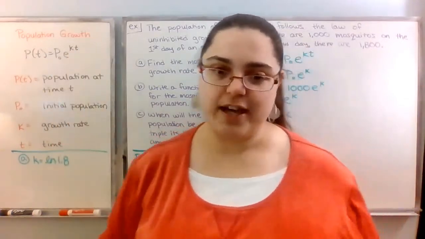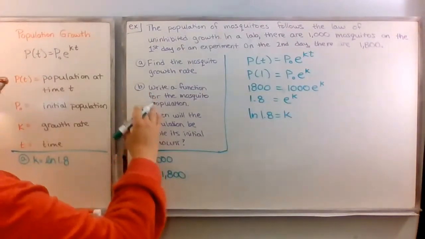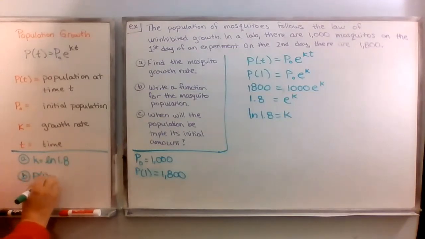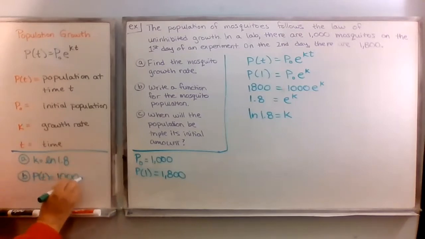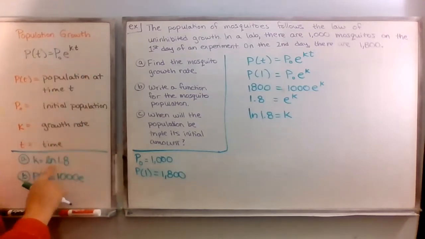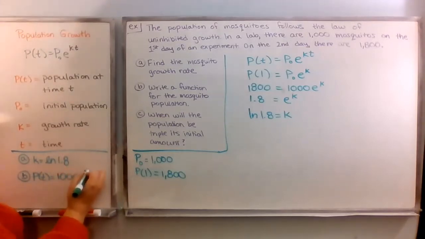So we just found k. So we can answer part B pretty quickly here. We're going to have P of t is equal to P naught, which is 1,000, e to the kt. So e to the natural log of 1.8 times t. I'm going to write that as t times the natural log of 1.8.